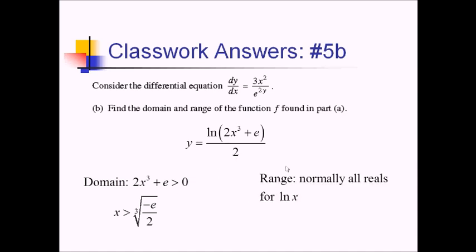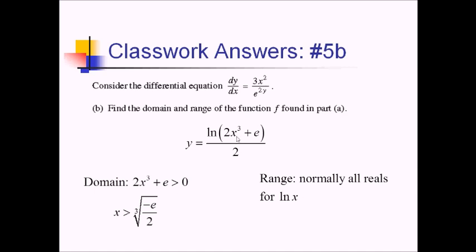So in general, normally for ln of x, our range is going to be all real numbers. ln grows very slowly, but it will eventually hit any y value you want if you go far enough to the right. And if you go close enough to the y-axis on the left, you can get down to any negative y values. So is this going to be limited by anything?